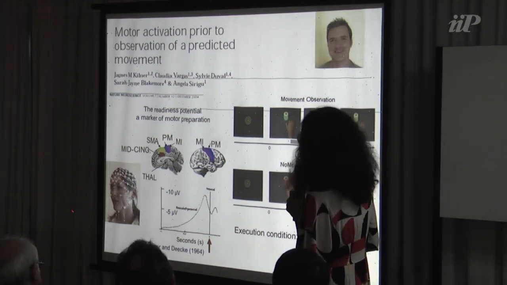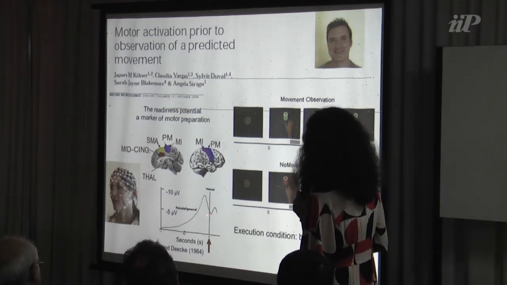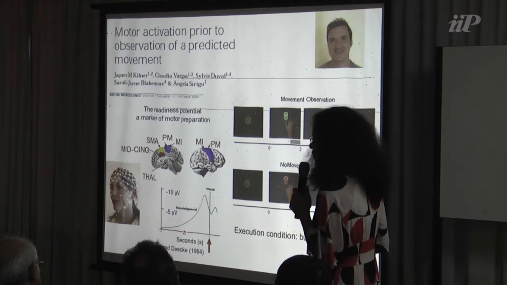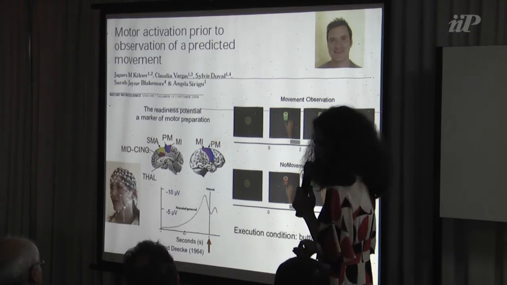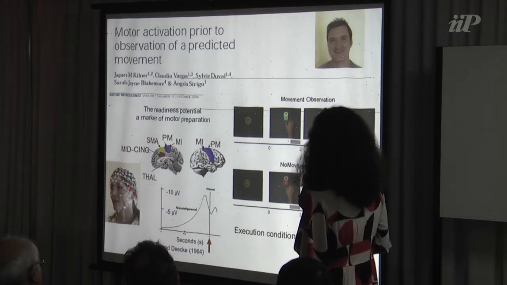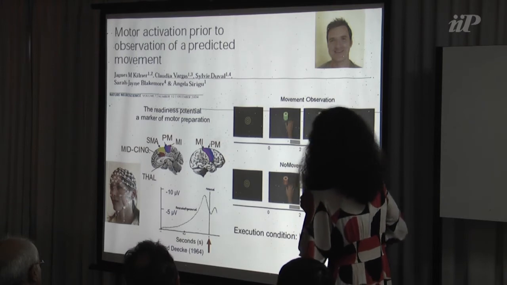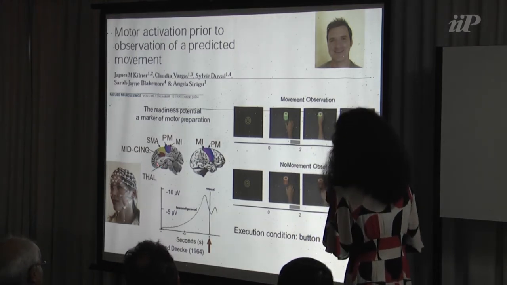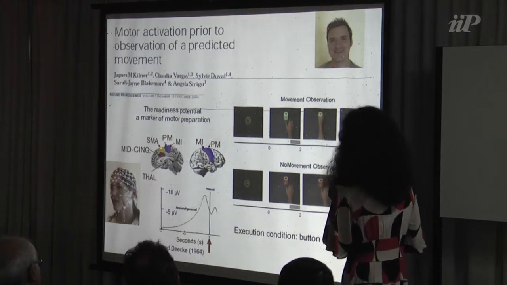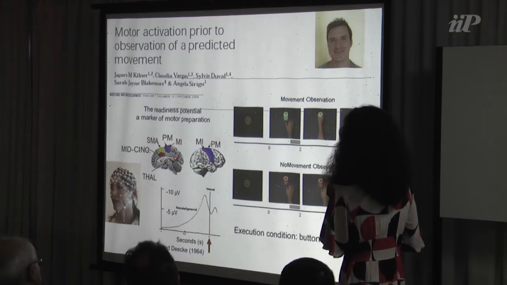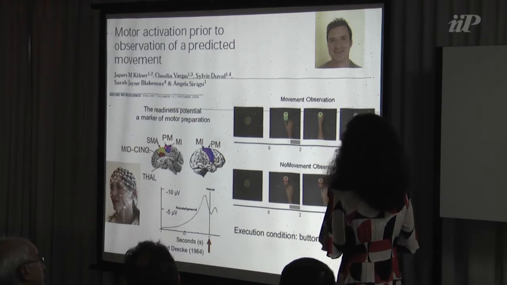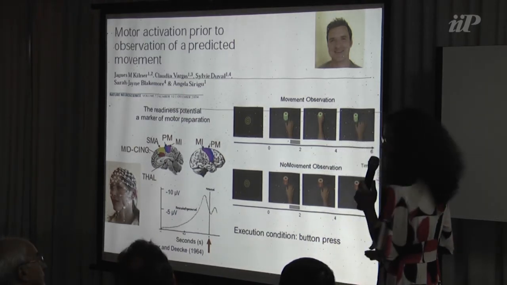Yes, this is a brain activity that precedes the beginning of movement, and it's identified through the EEG. I'm sorry, yes. And this brain activity emerges from the coordinated activity of a network of brain regions, including the premotor area, the supplementary motor area, and the mid-cingulate. So it's a wave of activity that precedes the voluntary movement.